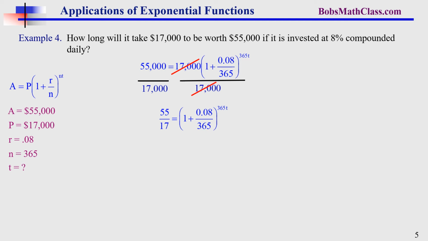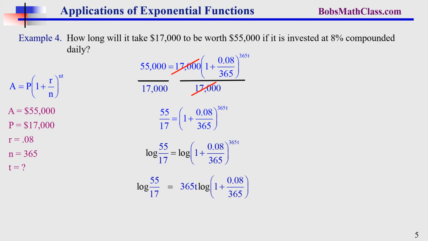All right, so now we could use the property of logarithms. We could take the log of both sides. So that's what we're doing. Why are we doing that? Because our variable is in the exponent. The variable is next to the 365 in the exponent. We need to bring that down. So if we take the log of both sides, then we use the power rule. So now the 365t can be brought down in front of the log using the power rule.